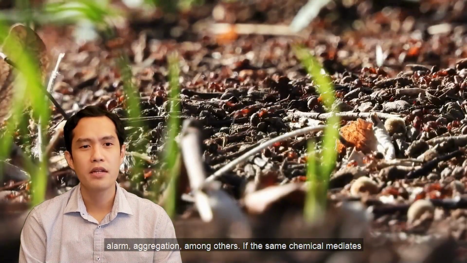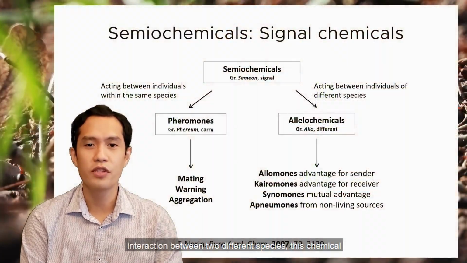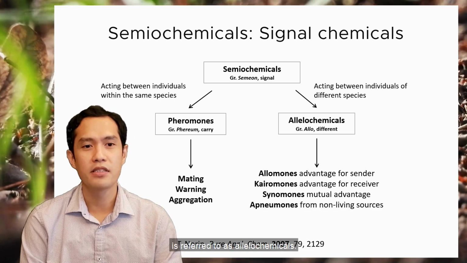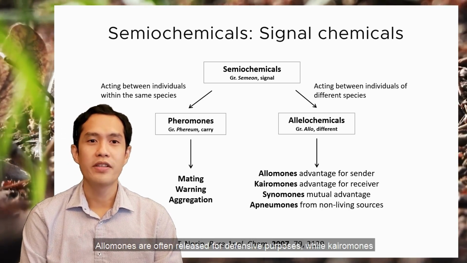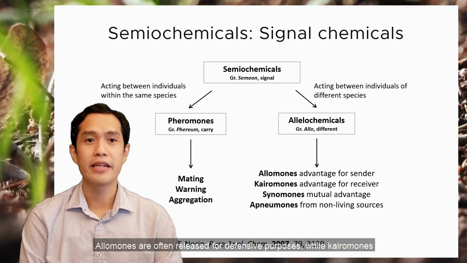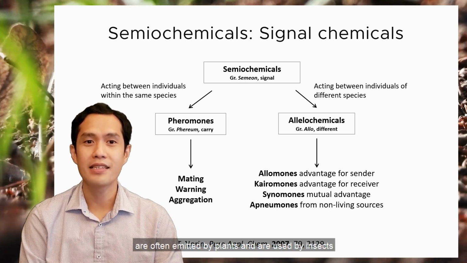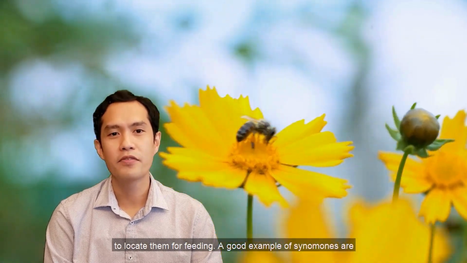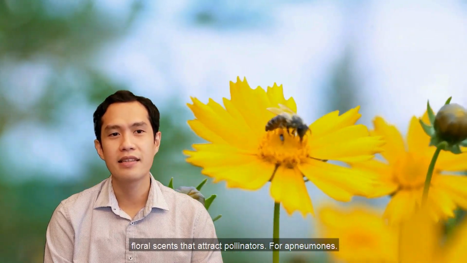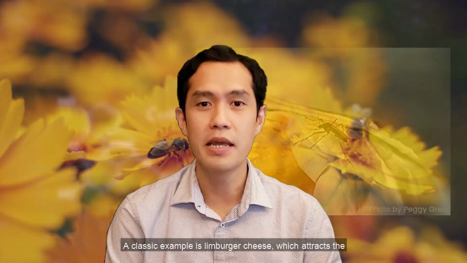If the semiochemical mediates interaction between two different species, this chemical is referred to as allelochemicals. Allomones are often released for defensive purposes, while kairomones are often emitted by plants and are used by insects to locate them for feeding. A good example of synomones are floral scents that attract pollinators. For kairomones, a classic example is Limburger cheese, which attracts the mosquito, Anopheles gambiae.